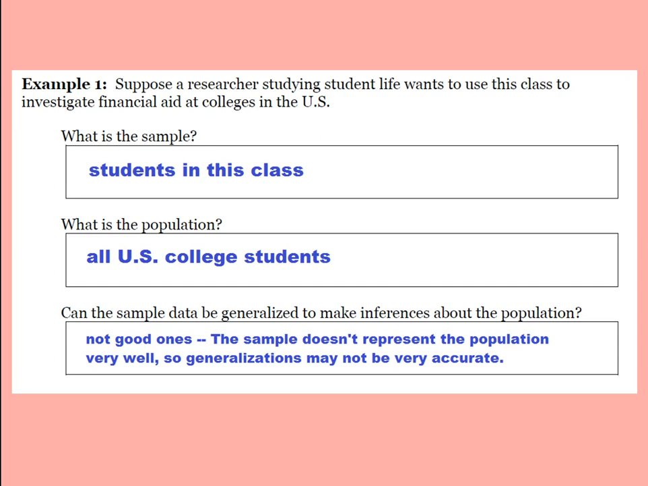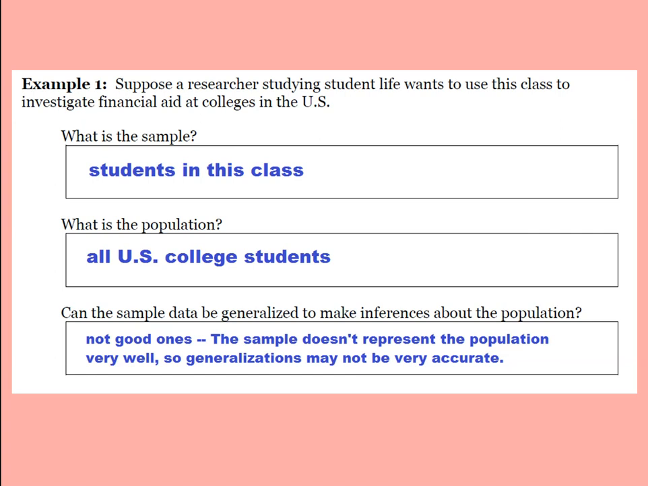Yes, but you won't get very good inferences about the population because the sample doesn't represent the population very well. Financial aid varies quite a bit from one school to another, and what we're going to end up with here is a sample that underrepresents a big chunk of the population, namely students who don't attend UK, and overrepresents a tiny chunk, students who do attend UK. With a bad sampling method, that's typically what happens, where you end up with one subgroup of the population really overrepresented, another group really underrepresented.